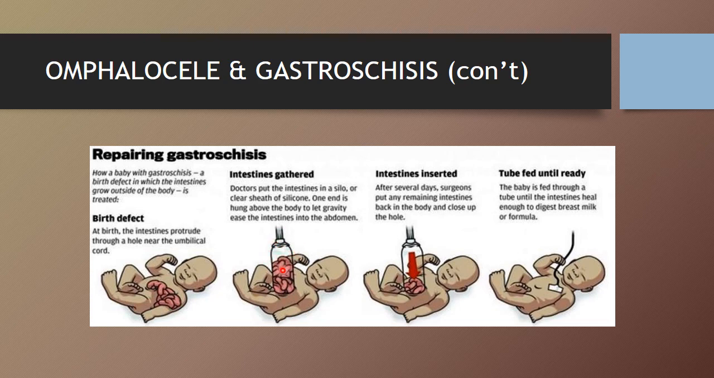So gravity will hopefully push these intestines back in, and then whenever it's done as much as it can, everything else will be put back in by the surgeon and then closed up. Then the baby will be fed probably through the NG tube or OG tube until the intestines heal, or more than likely TPN lipids through their IV until they're able to digest breast milk and formula again. So that's really it as far as those two are concerned.